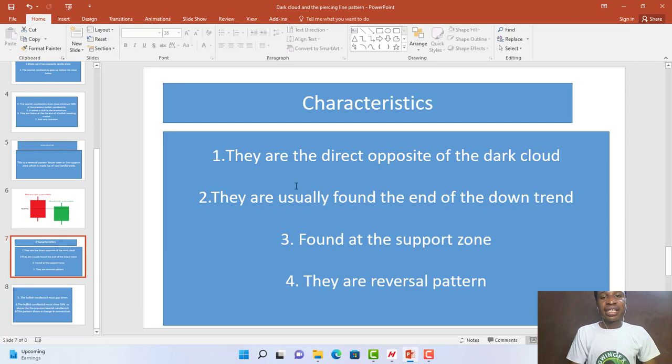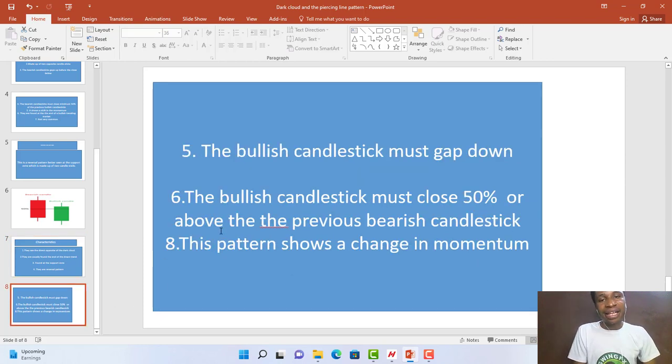So you can see they are the direct opposite of the dark cloud. That's one of the things you have to know. They are usually found at the end of a downtrend, at the support zone. They are reversal patterns in the market. The bullish candlestick must gap down. It's a must. That's the uniqueness in it. The bullish candlestick must close 50% or above the previous bearish candlestick. Both the dark cloud and the piercing line pattern show a change in momentum.